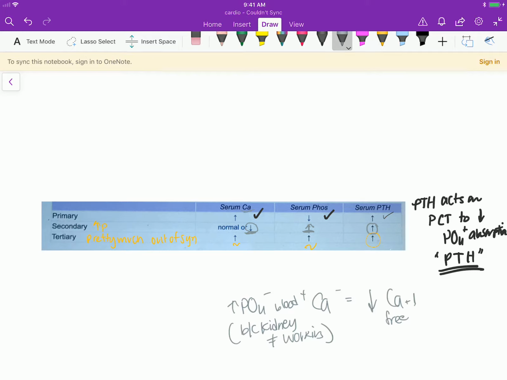Here, for secondary, you have increased PTH, but the calcium and phosphate concentrations are not as expected. So I hope this helps you a little bit visually.